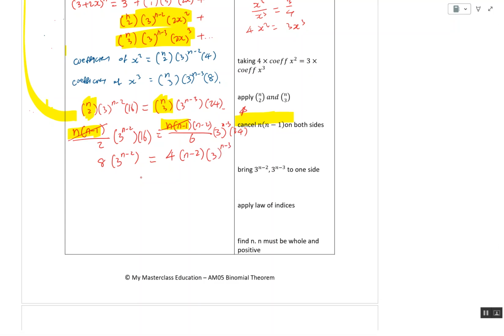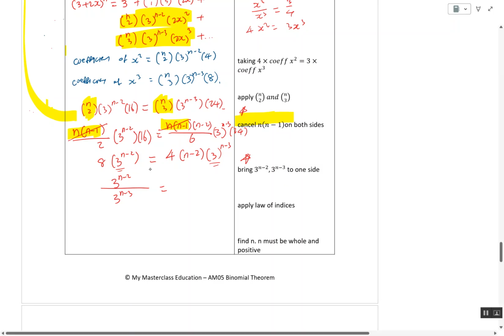Now over here, I have n minus 2, and I also have powers of 3 to work with. What you all need to see is that both of these are of the same base 3. So put a star for this step here. I need to bring all the power 3 terms together so that I can combine the powers. So I'm going to divide this over, as well as the 8 over here. What I'll end up with is 3 to the power n minus 2 over 3 to the power n minus 3 equals, I bring the 8 over, 4 over 8, which is essentially half. So let's write it as n minus 2 over 2.